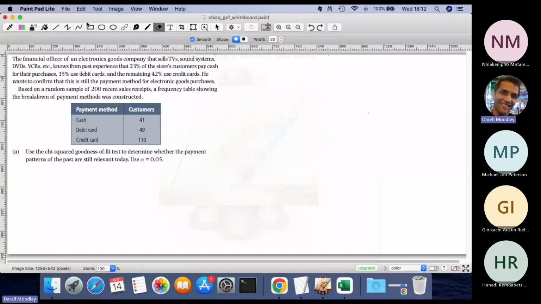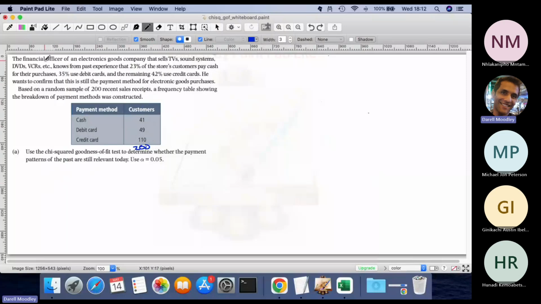All right, let's start question A. There's only one question to answer. So I'll leave it as blue, right? So this is the payment method before, right? Some time ago, if you had 200 customers, if you total this, you'll get 200, right? 41 plus 49 plus 110 gives you 200. Okay, so this is what's observed now, all right?